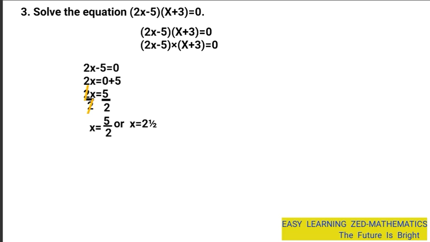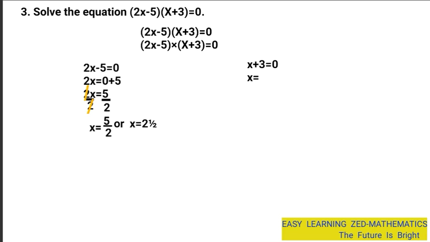Okay, so that is the value of x when 2x - 5 = 0. Now let's also try if x + 3 = 0. What will be the value of x? So we can write x + 3 = 0. Then we are going to find the value of x by putting like terms together.